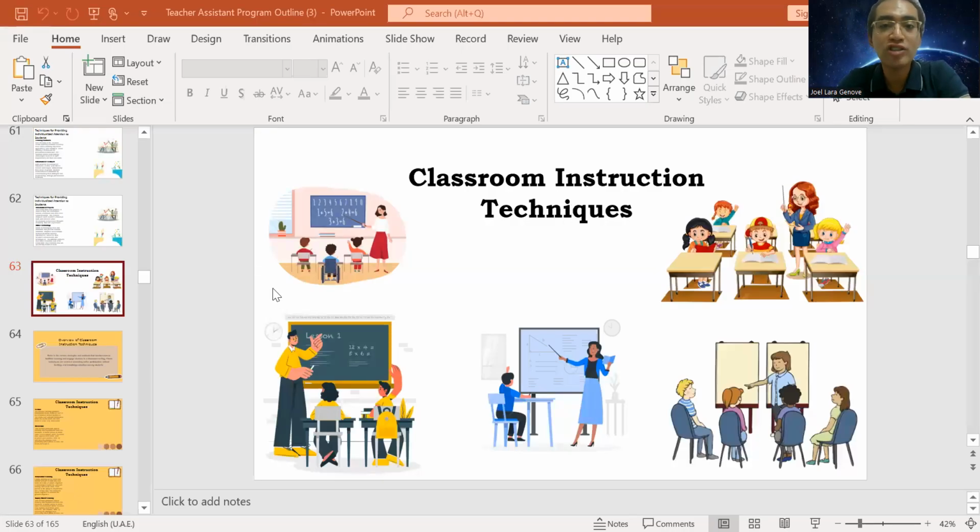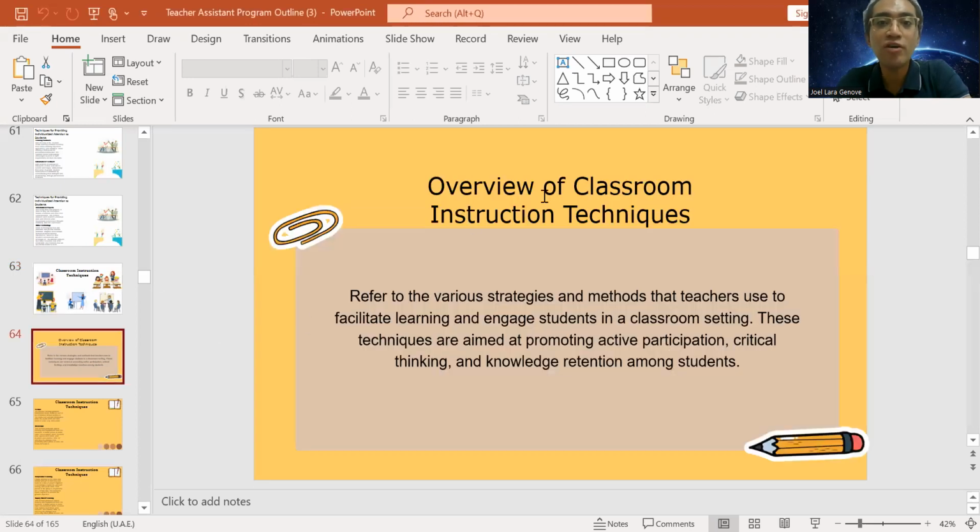Classroom instruction techniques. Listen carefully. Overview: classroom instruction techniques refer to the various strategies and methods that teachers use to facilitate learning and engage students in a classroom setting. These techniques are aimed at promoting active participation, critical thinking, and knowledge retention among children.